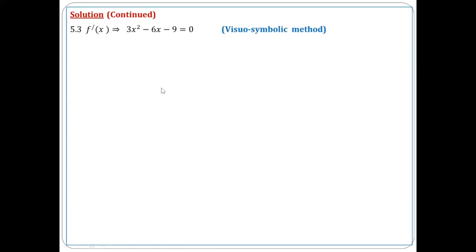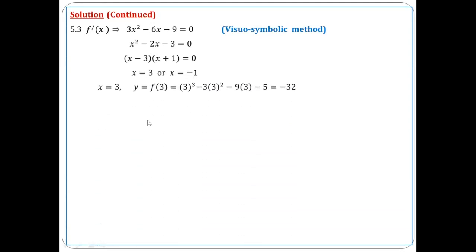5.3, to get the coordinates of the turning point, we differentiate f of x. And then we take the derivative and we equate it to 0. Simplifying this quadratic equation by dividing by 3 throughout, we get that. And then we factorize that to get x is equal to 3 or x is equal to minus 1. These are the x coordinates of the turning points of the graph. To get the y coordinate, we substitute each into the function.